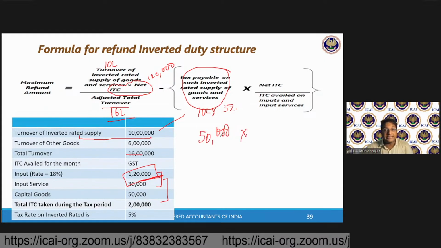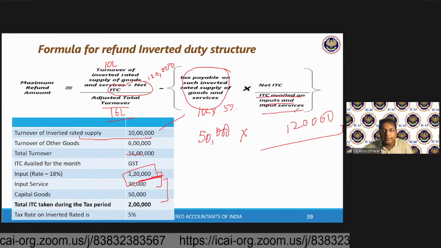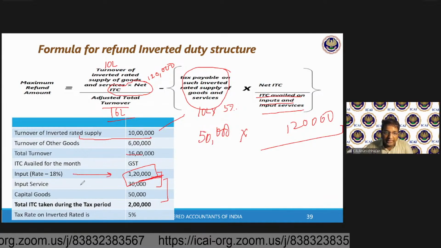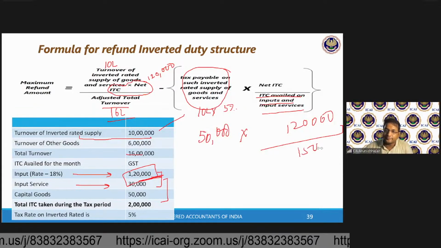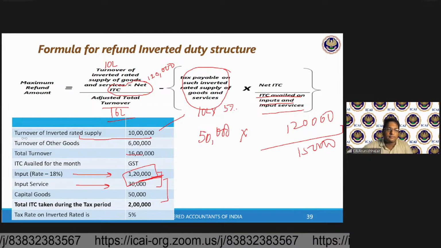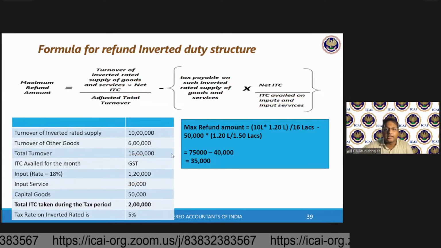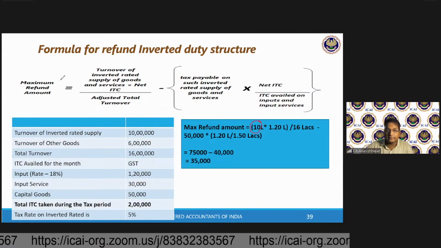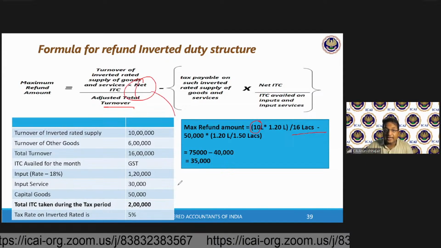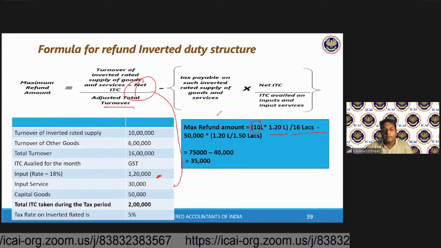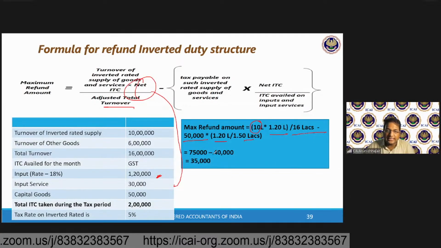So it is 50,000. Multiplied by net ITC, 120, divided by ITC availed on input and input service. ITC availed on input is 120. ITC availed on input service is 30. So I can say that total is 150. Let me see the answer. Turnover of the inverted rated supply of the goods is 10 lakh. Total turnover is 16 lakh. Net ITC means ITC of input 120, minus 50,000 tax payable, multiplied by 120 divided by 150. So in this case, the refund would be 35,000.